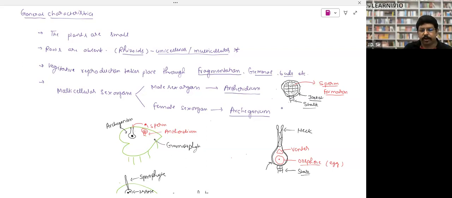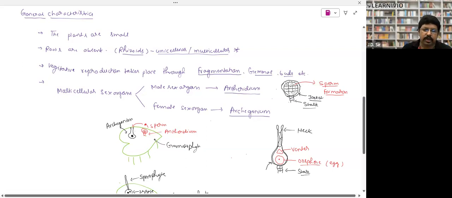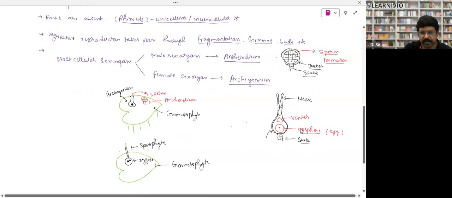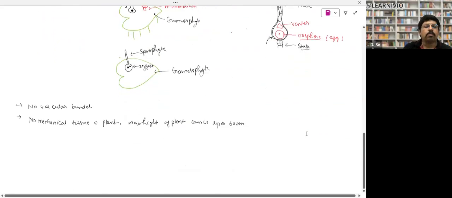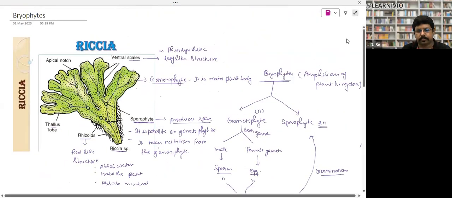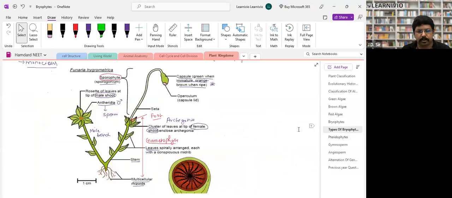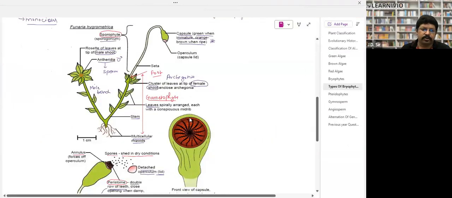Vegetative reproduction takes place through fragmentation, gemmae and buds. Sex organs are multicellular, antheridium and archegonium. This is the structure of antheridium. This is the structure of archegonium, right? Archegonium has a neck, neck canal cells, venter and venter canal cells, and egg. No vascular bundle is found. No mechanical tissues are found, right? So these are the common characteristics. You will get a question from here.